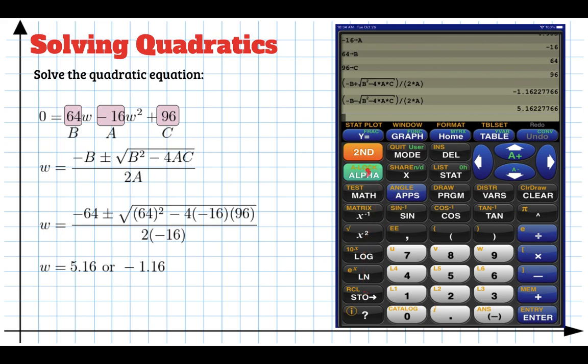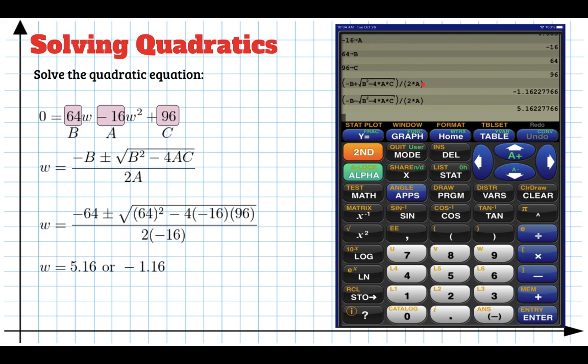And if you hit alpha, once you hit alpha, this key next to it turns into an A. You can store it in A. You can then store 64 in B, and you can store 96 in C. So now A, B, and C contain your coefficients. Then you can write the quadratic formula exactly as it appears right here. You can take minus b plus the square root of b squared minus 4ac. All of that's divided by 2a.